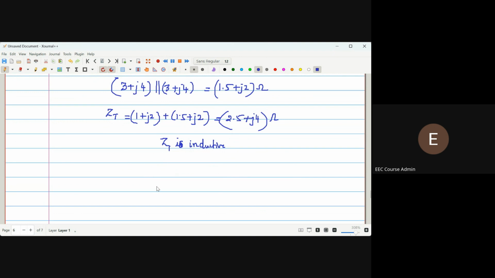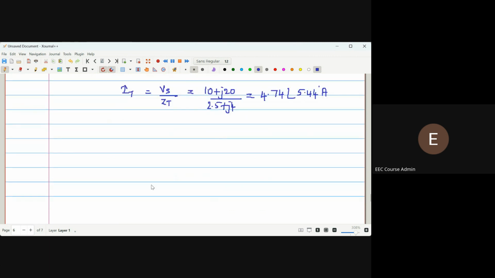Then you are asked to calculate the voltage across the parallel branch. With this we can calculate the total current. Total current will be the applied source voltage divided by the total impedance. So that will be 10 plus J20 divided by 2.5 plus J4. You will get 4.74 angle 5.44 degree. So this will be the total current.